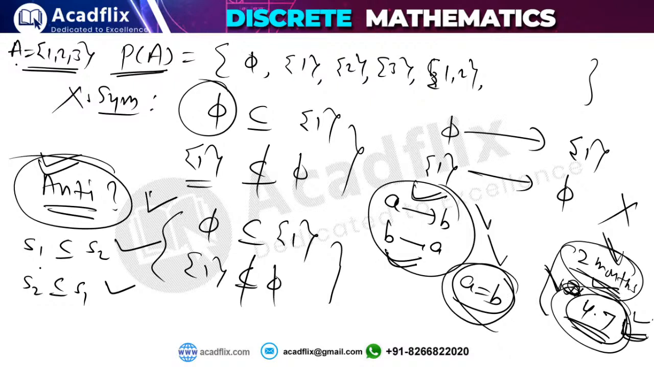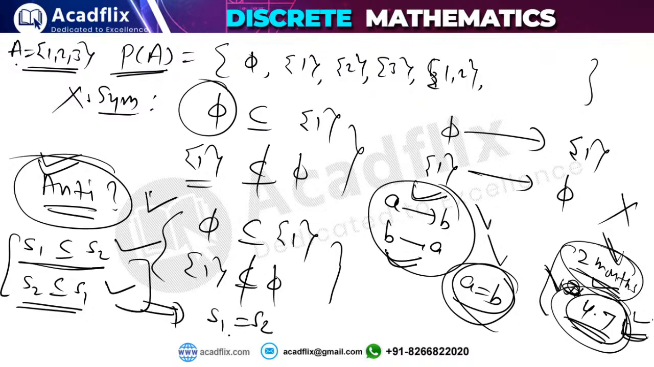Now let's assume that there is symmetry. S1 is subset of S2, also let's assume that S2 is subset of S1. Let's assume both these things. See, if S1 is subset of S2, S2 is subset of S1, then what will happen? Then S1 is equal to S2. So remember, if S1 is subset of S2 and S2 is subset of S1, it will mean that S1 is equal to S2. So that's why this is anti-symmetric.